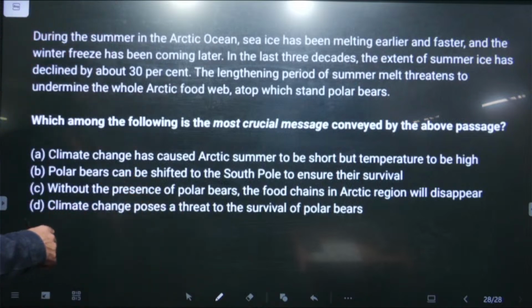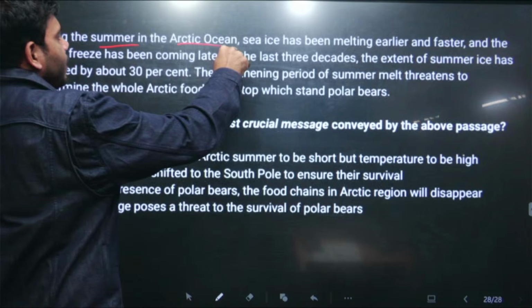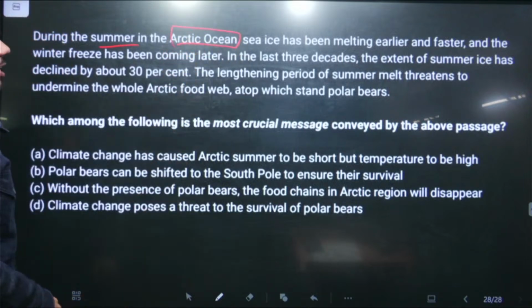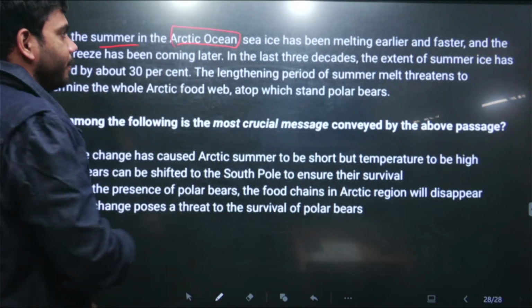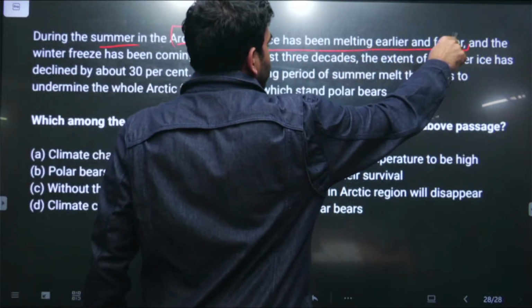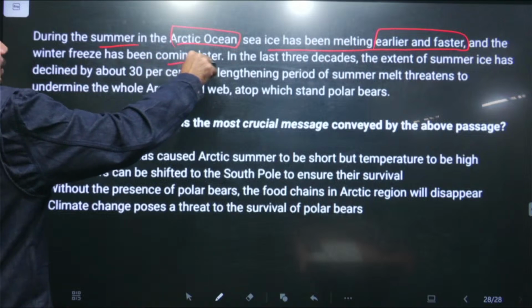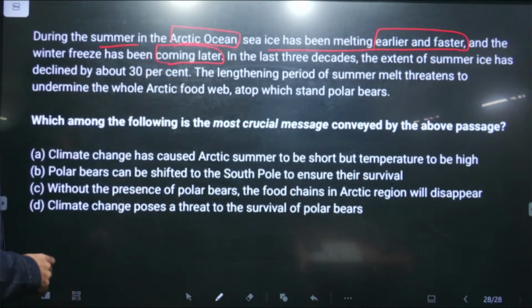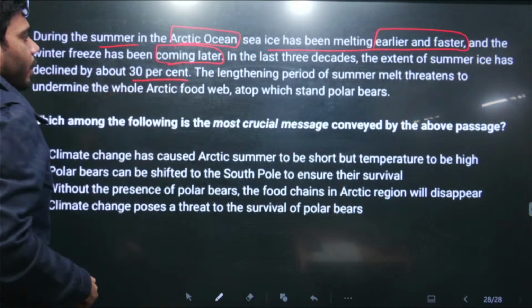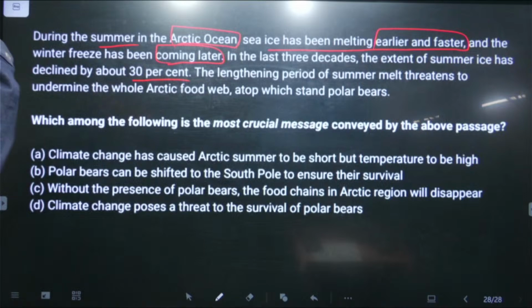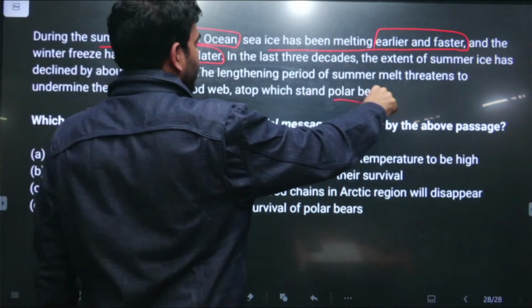Similarly, this is the next paragraph and it is saying during the summer in the Arctic Ocean, sea ice has been melting earlier and faster and the winter freeze has been coming late. In the last 3 decades, the extent of summer ice has declined by about 30%. The lengthening period of summer melts threatens to undermine the whole Arctic food web, atop which stands the polar bear.